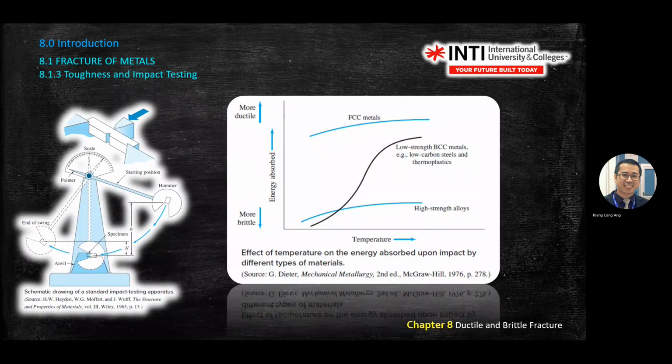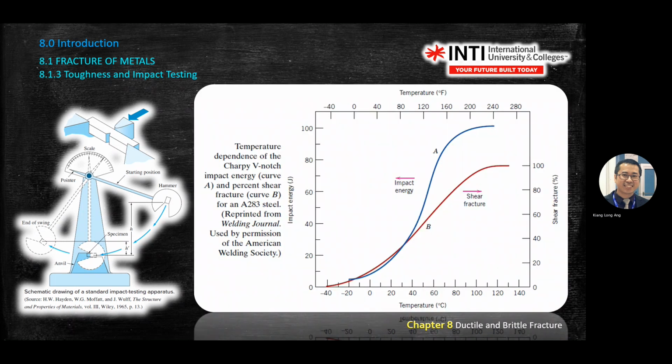Okay. So this is energy absorbed versus temperature. Different materials have different values. Okay, so this graph, how do you read this graph? Energy versus temperature. On the left-hand axis, energy in joules, temperature on the x-axis in Celsius. On the far right is the shear fracture percentage, right? There is a formula to calculate shear fracture, I haven't shown you. On the top is Fahrenheit. So you can see A and B.